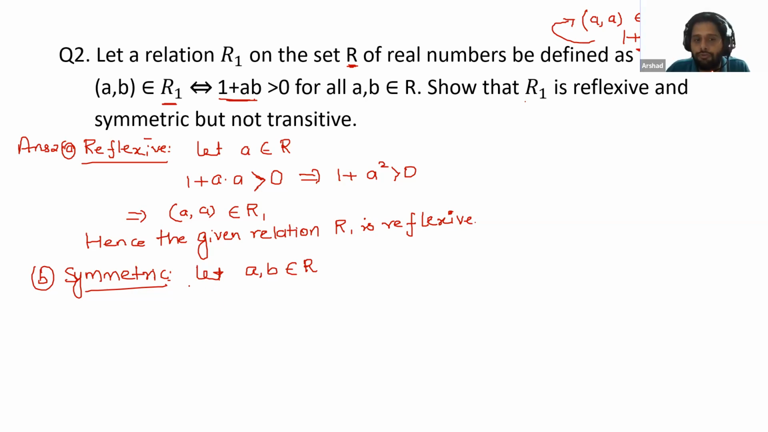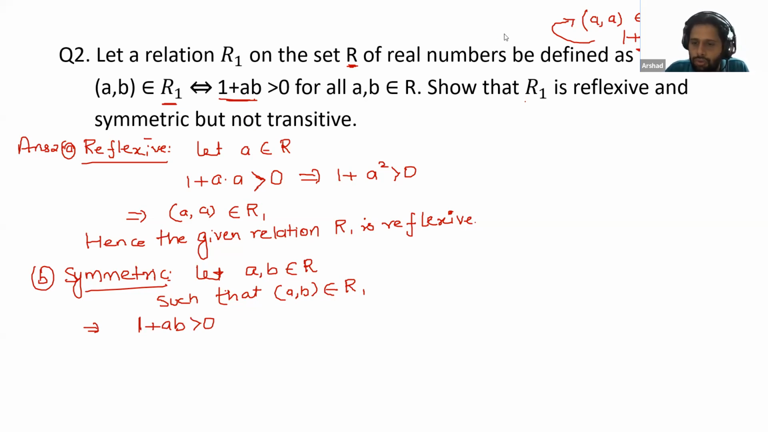Okay, so in symmetric, first of all, we will assume this and we will assume this also, this line also, such that A comma B belongs to your relation. Okay, Abdul, very good, this is correct. Belongs to your relation R1. So if you need to prove this is symmetric, we will always assume first and second line. We have assumed this one. Then what is meant by A comma B belongs to R1? This means this condition: 1 plus AB is greater than 0. So first and second line is the standard line. You always need to write these two. Then you need to put the condition which is given in the question.